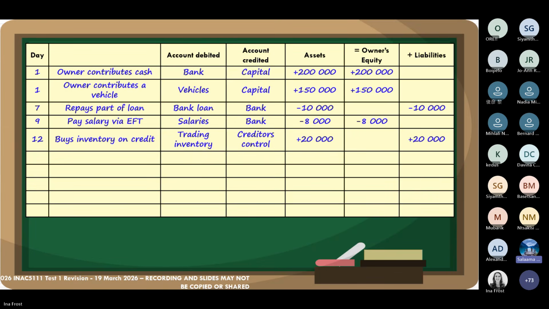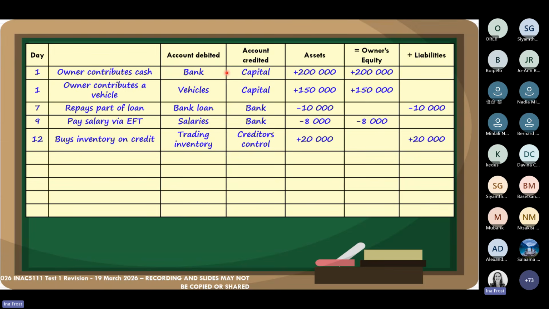I would say yes, for capital we can add it up to be one amount, but in assets we need to distinguish that one amount is for bank and the other for vehicle. Can we maybe just clarify that?